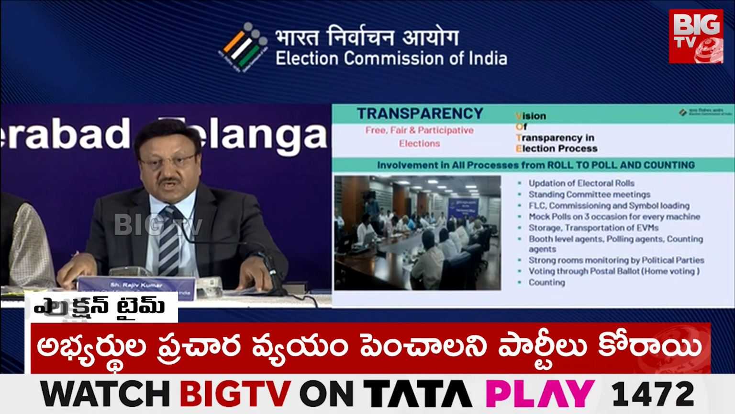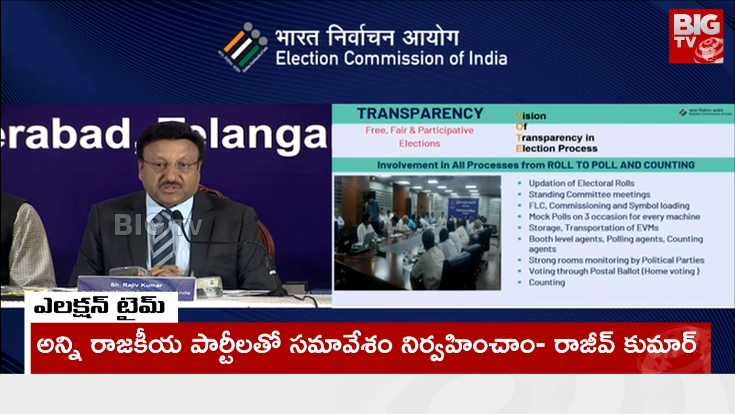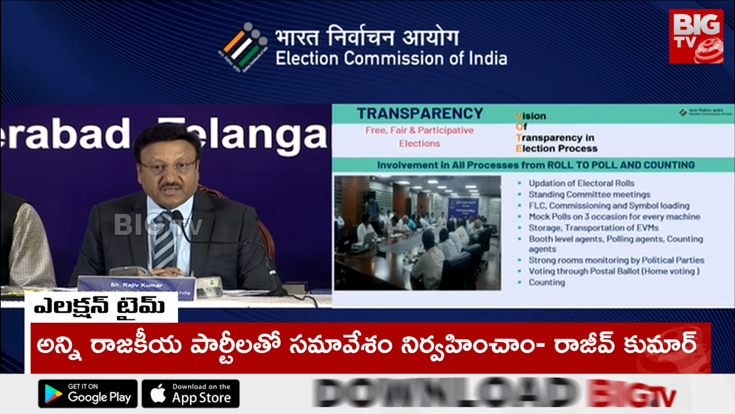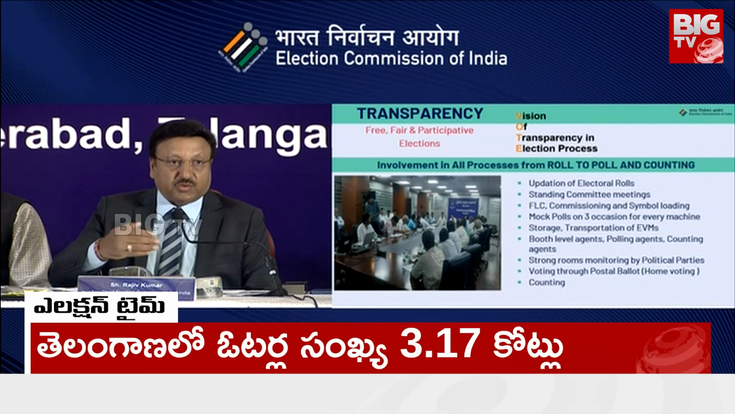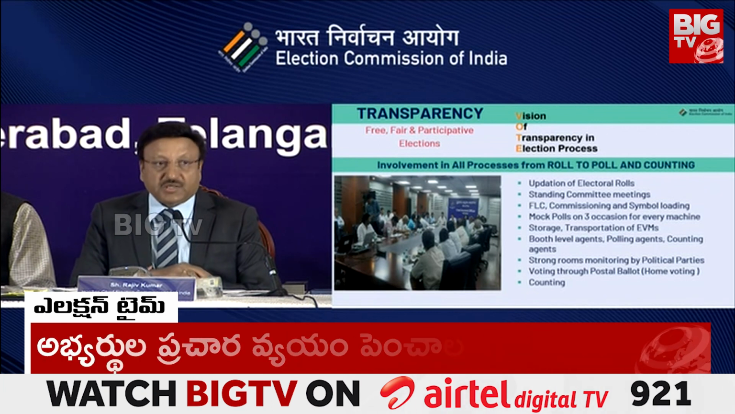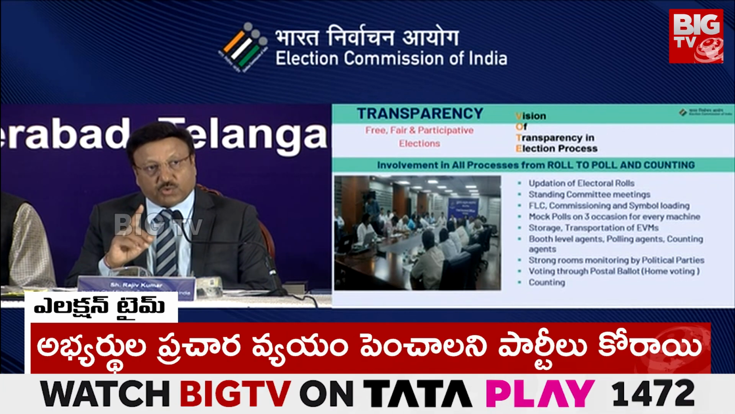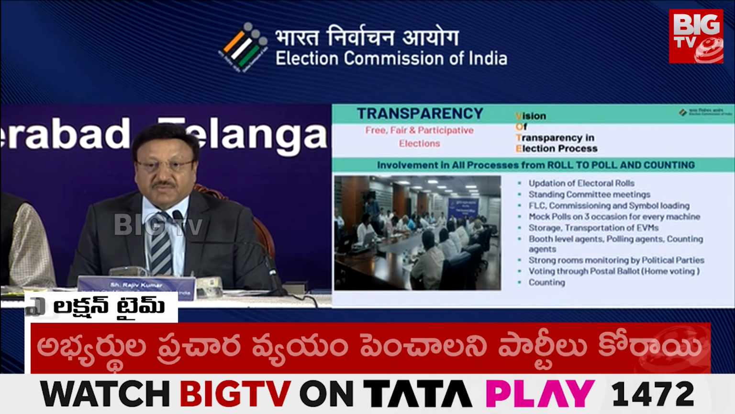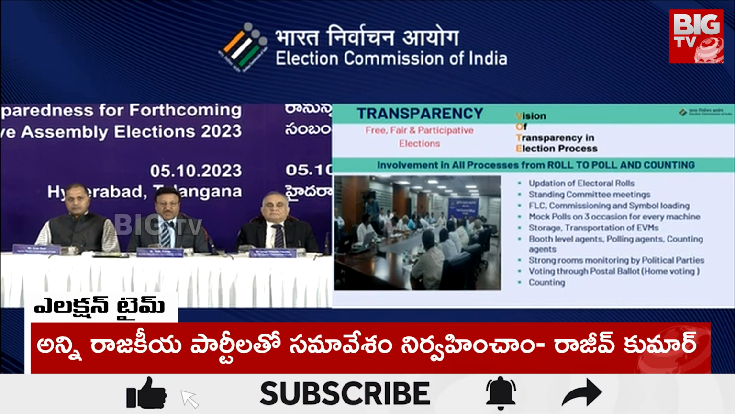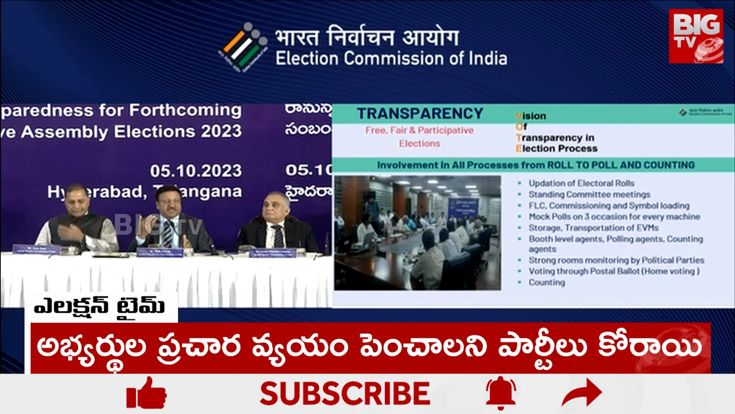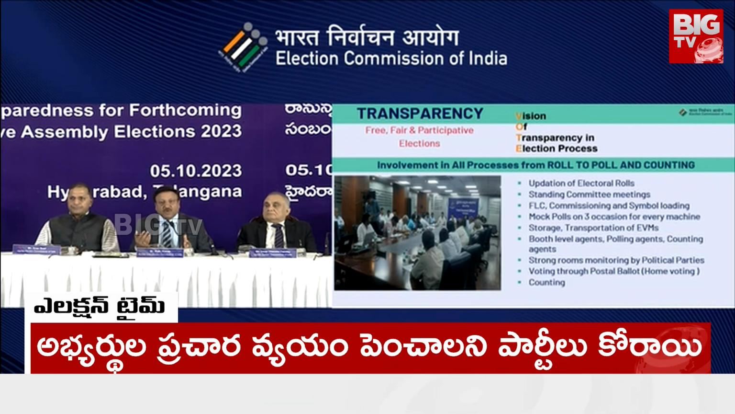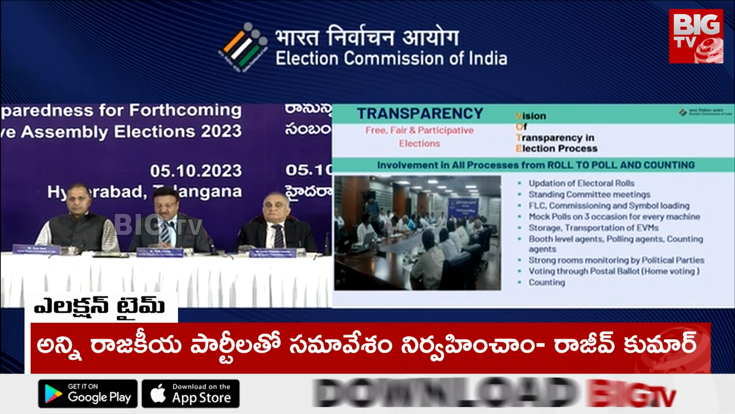Now, coming to the transparency in the overall process from roll to poll to counting, the process is so inclusive and so transparent that at every stage of updation of electoral rolls, as I mentioned, the political parties were involved and more than 1,000 meetings took place in SSR 1 and SSR 2 23. Similarly, FLC commissioning, symbol loading, mock polls, storage of EVMs, booth level agents at every stage. The philosophy underlying is that we disclose, we make it transparent, and then we also involve and take suggestions. Next.